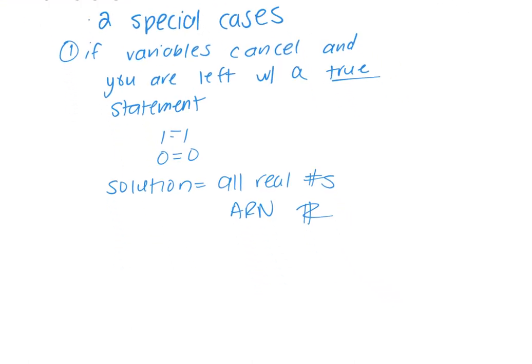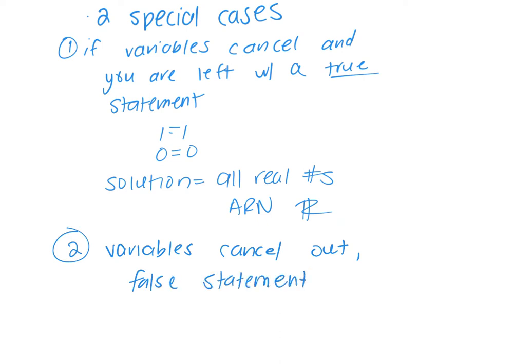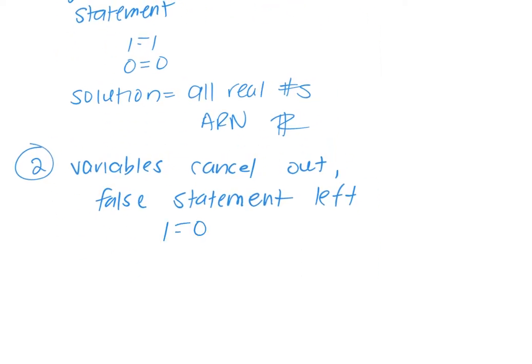The second special case is if the variables cancel out again, and what's left is a false statement, something like 1 equals 0. Obviously not a true statement. And in that case, it is no solution. Again, if you're writing it on a test or a quiz, you could put NS, or you could put 0 with a strike through. That means the same thing.